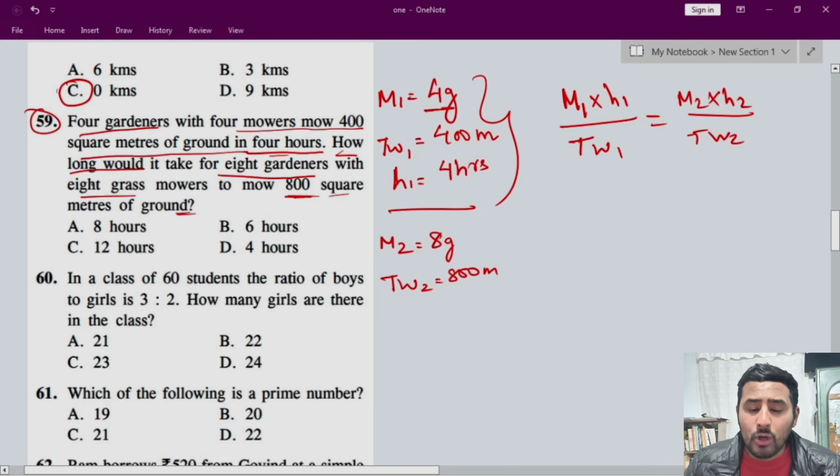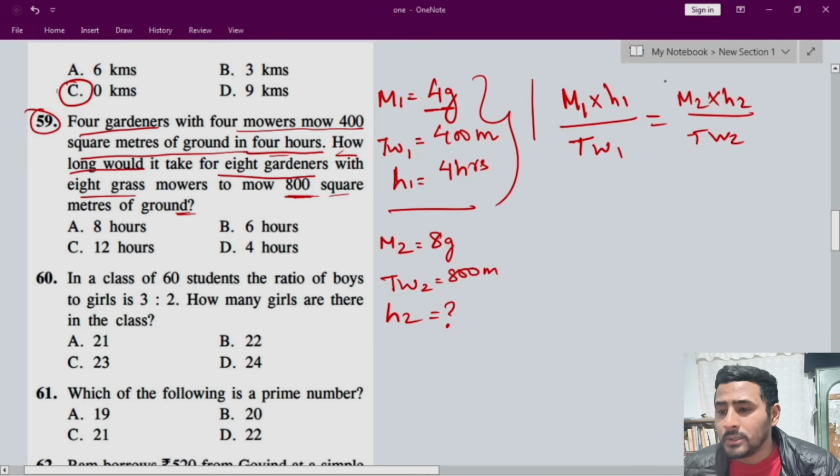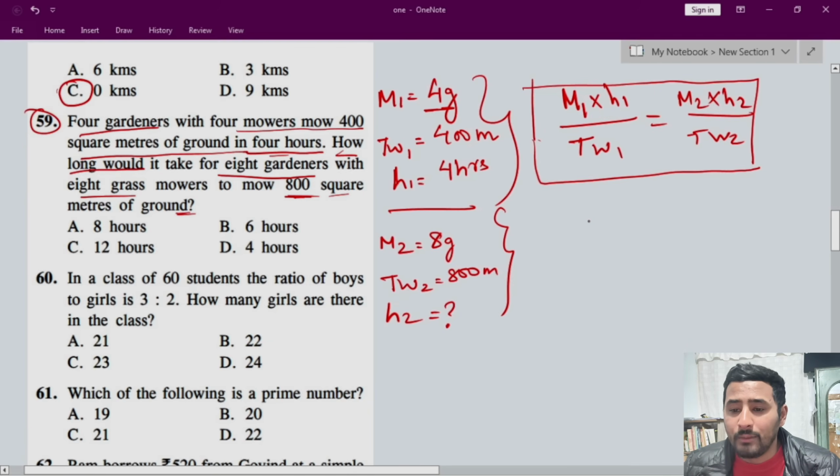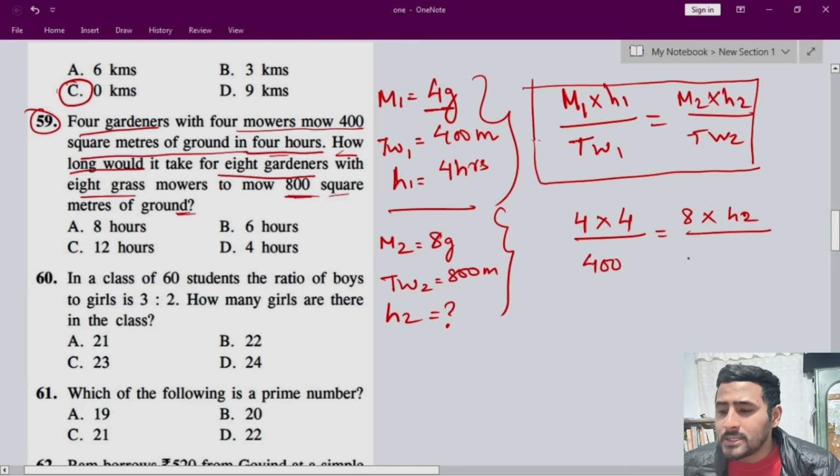Now how long would it take? So the time we don't know. Okay, H2 we don't know. We have to find H2. So use this formula for this type of question. Let me put these values in place of M1 and H1. So let's go. M1 is 4 into H1 is 4 divided by total work 1 is 400, equal to M2, here 8, into H2, we don't know, keep it as it is, H2, divided by total work 2, which is 800.